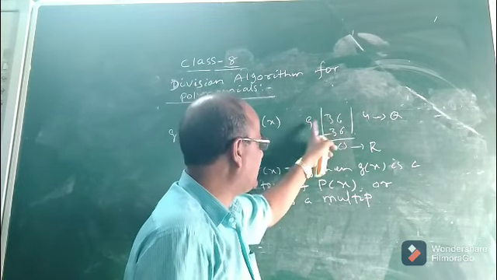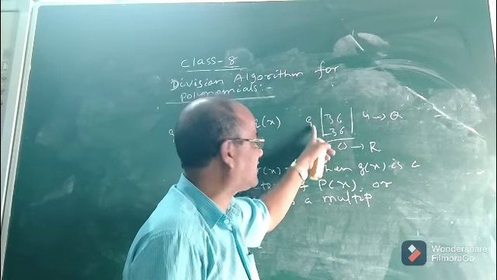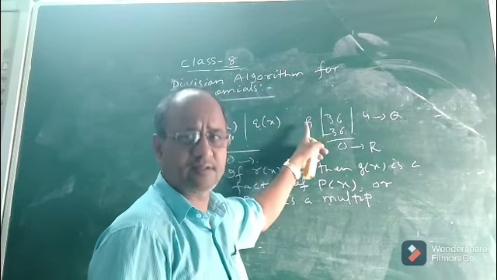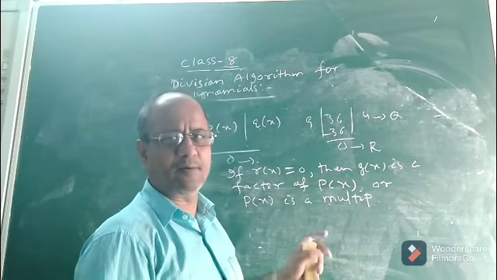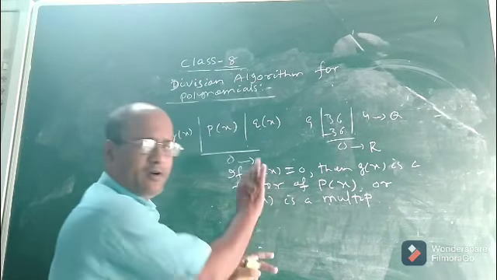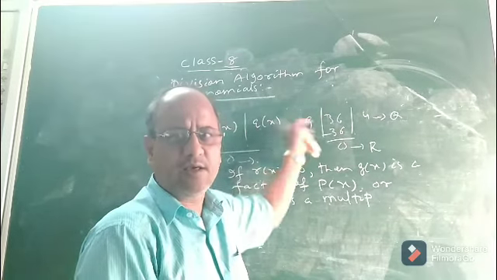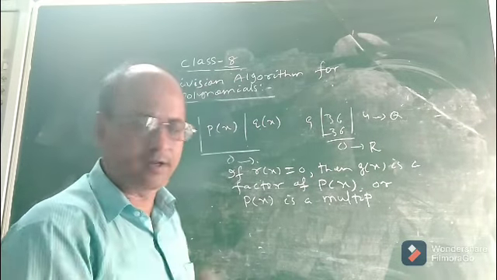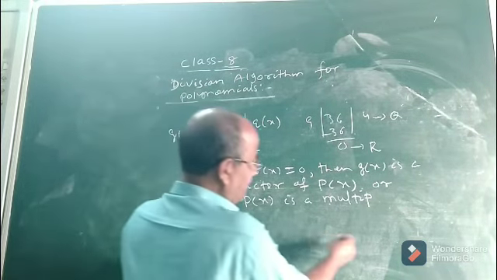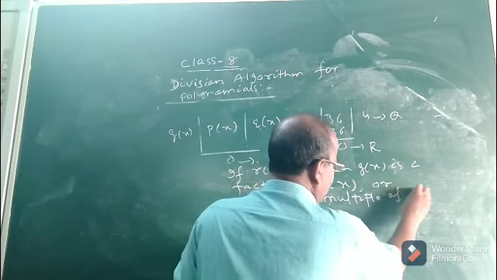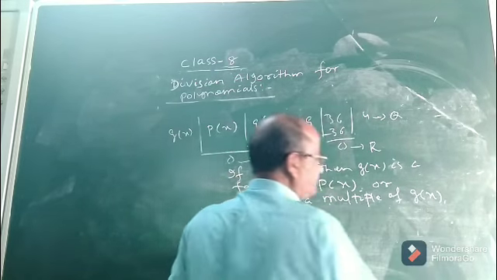You see, 9 is a factor of 36. That means 36 will be a multiple of 9. This thing, factor and multiple, we have been reading from class 5. So the same concept, only in terms of polynomials. There we were discussing numbers only. Here we are discussing polynomials. So p of x is a multiple of g of x.